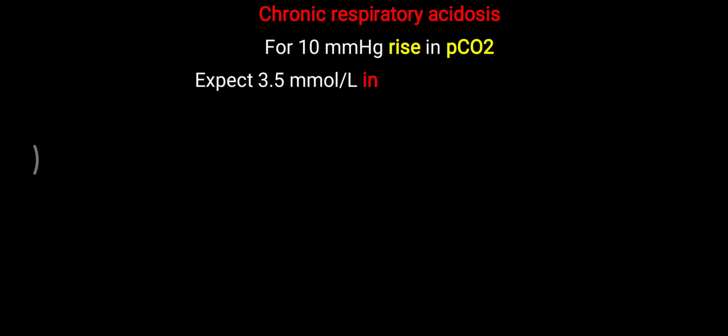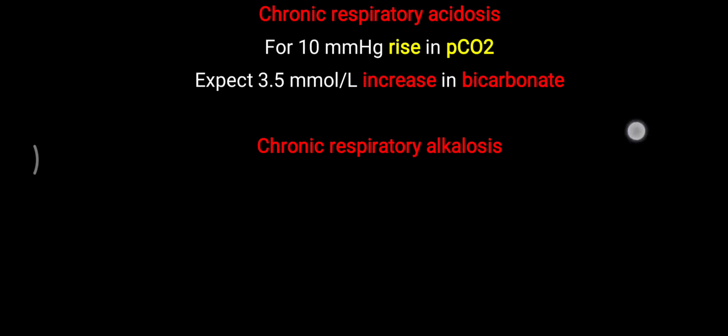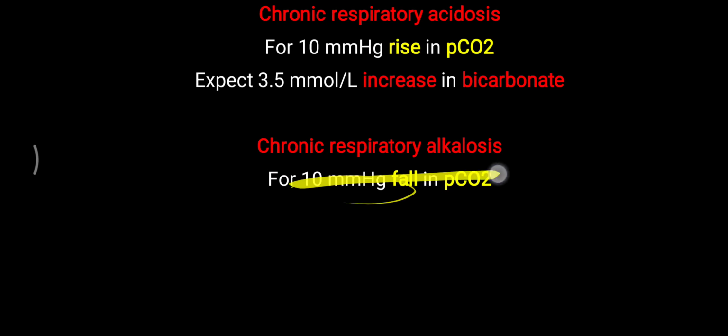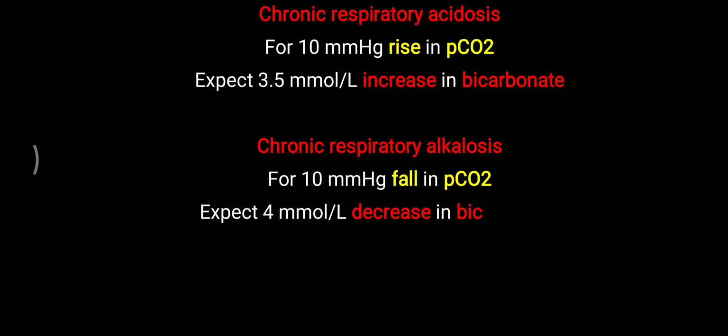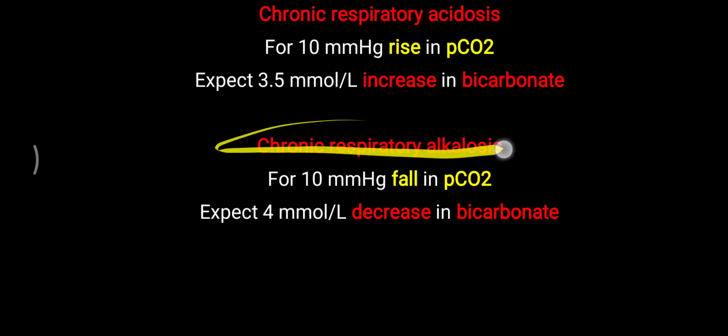Further, chronic respiratory acidosis. For a 10 mm Hg rise in partial pressure of carbon dioxide, the bicarbonate level will increase by 3.5 millimole per liter. In the same way, chronic respiratory alkalosis, for a 10 mm Hg fall in PCO2. If that acid base disorder remains for a longer duration, then it is a chronic respiratory condition. So an expected 4 millimole per liter decrease in bicarbonate is observed. That is a typical chronic condition. So the excessive decrease in bicarbonate is seen in chronic respiratory alkalosis.